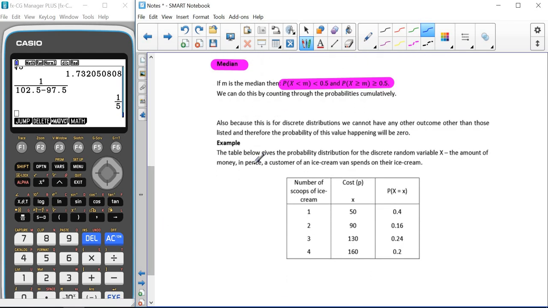So here we have an example. The table below gives the probability distribution for a discrete random variable X, the amount of money in pence a customer of an ice cream van spends on their ice cream. So we can see here the number of scoops of ice cream, 1, 2, 3 and 4, the amount of money that they cost, and also the probability of each person getting them. So 1 scoop costs 50p, and there is a chance of 0.4 of somebody coming up and ordering 1 scoop of ice cream. For 2 scoops of ice cream, that costs 90p, and that has a probability of 0.16 of happening, and so on.